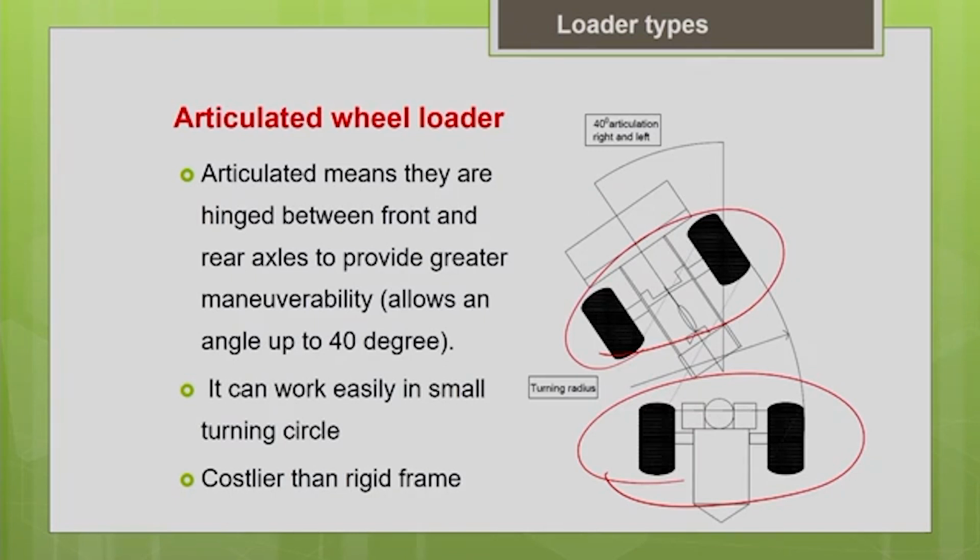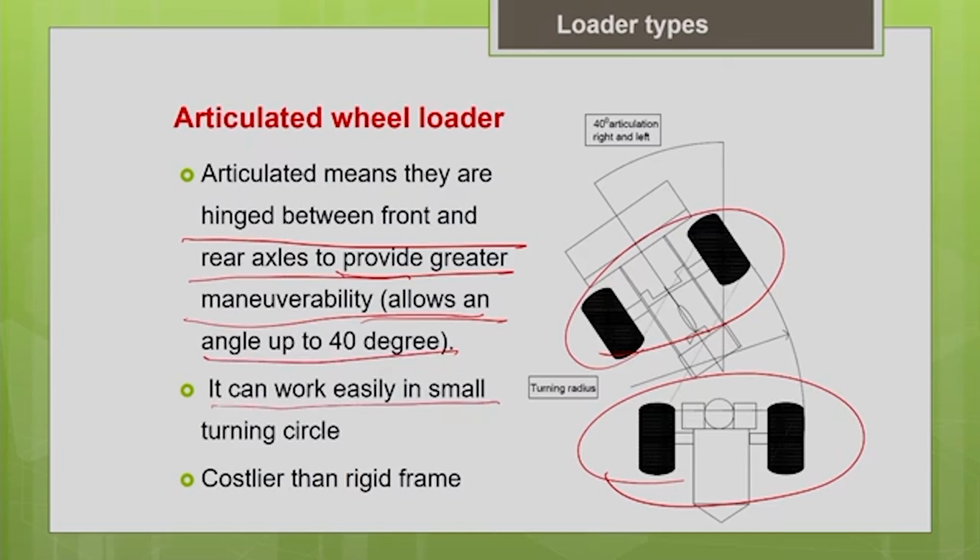So they are basically hinged between the front and the rear axle to provide greater maneuverability. It allows an angle of up to 40 degrees in the horizontal plane, either to the left or to the right. So this machine can easily work in a small turning circle. Of course, it is going to be costlier than the rigid frame, but the cost can be justified whenever you want the machine to work in a very confined area or spaces with space restriction.